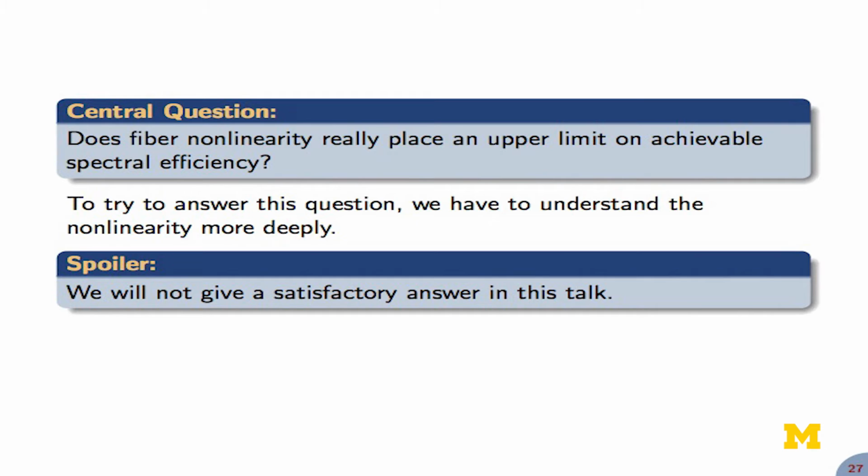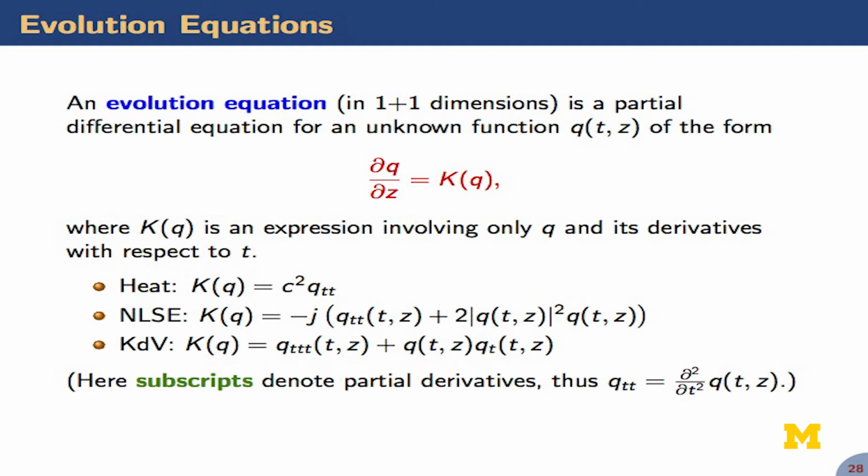So part 2 of this talk is to ask this question: does the fiber nonlinearity really place an upper limit on achievable spectral efficiency? And we have to understand the nonlinearity more deeply. And we are not going to give a satisfactory answer, unfortunately. I think it's still very much an open question and a question for future work.